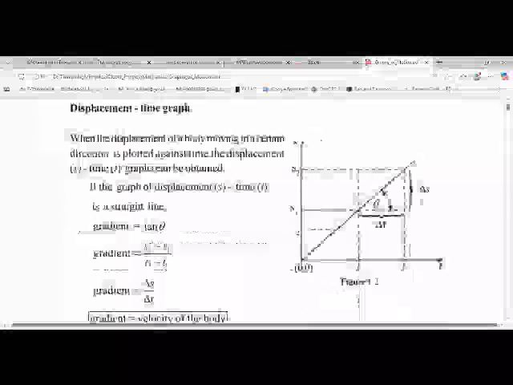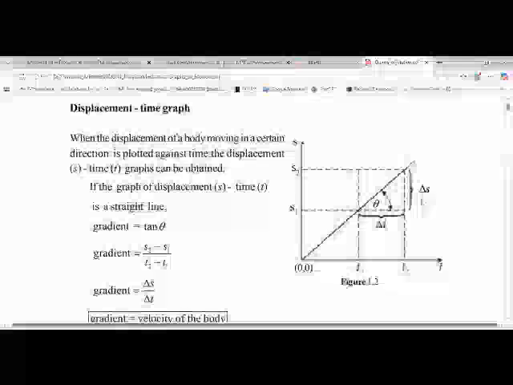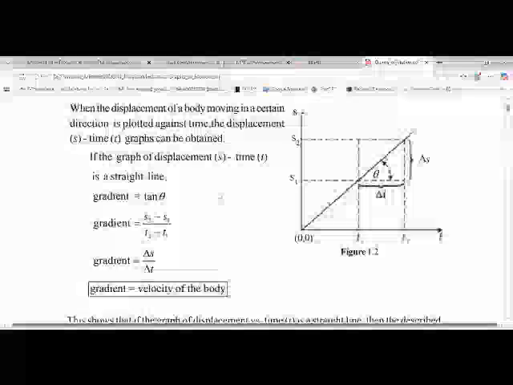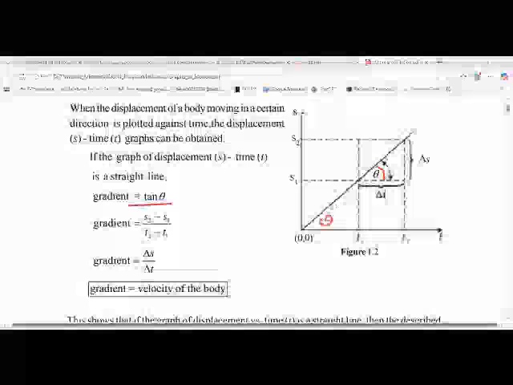Then already you know its gradient represents velocity. Gradient represents velocity. Gradient, you can see here, gradient equal to tan theta. Theta means this angle. This angle or this angle, both are same. They are corresponding angles.